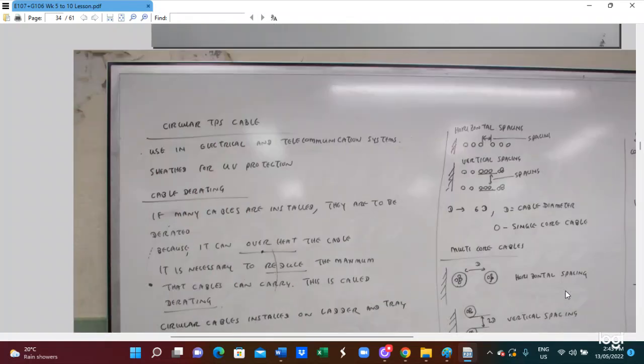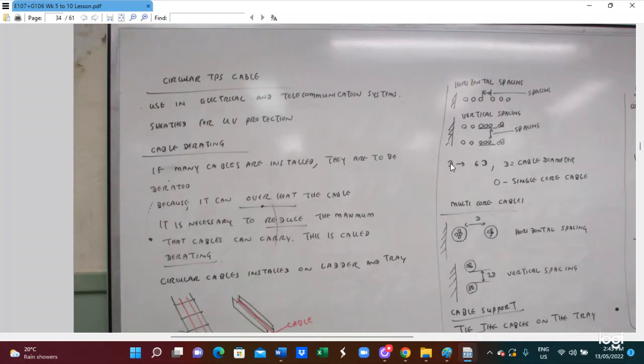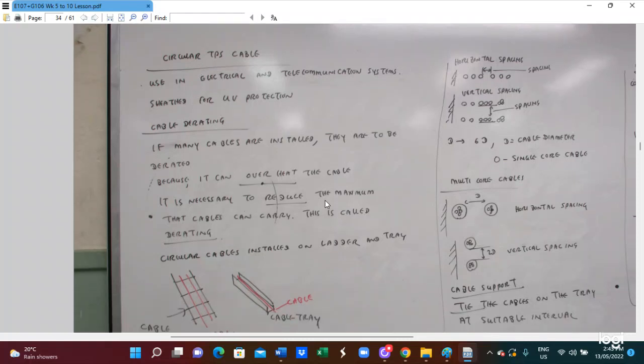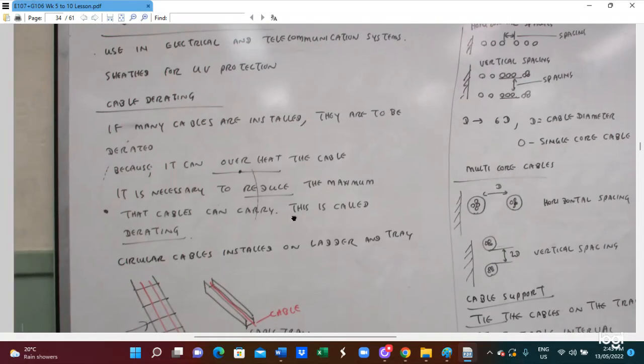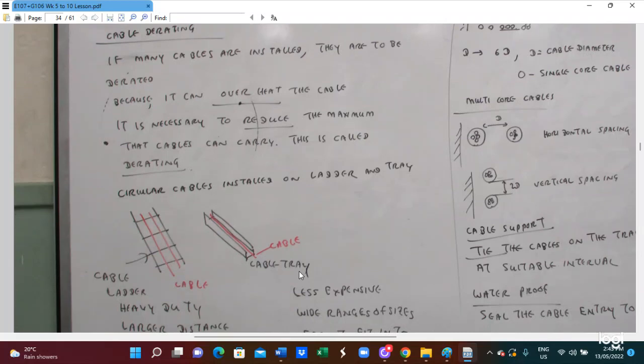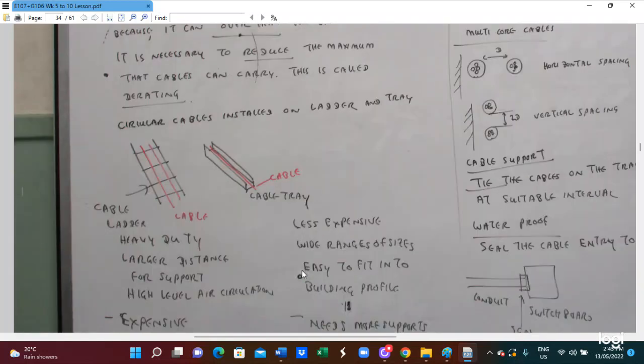The next one is the circular TPS cable. Circular TPS cables are used in electrical and telecommunication systems. They are shielded for high RF voltage protection. Cable derating is important because if you run many cables together, the cables need to be derated because they can overheat. So it is necessary to reduce the maximum current a cable can carry. This is why it is derated.